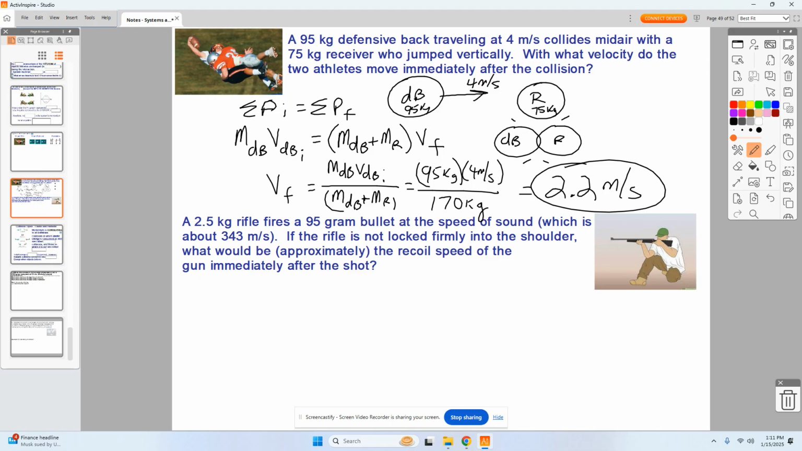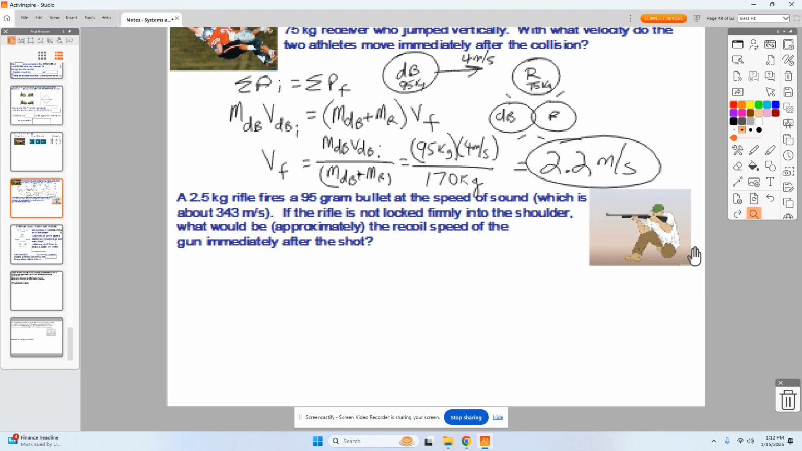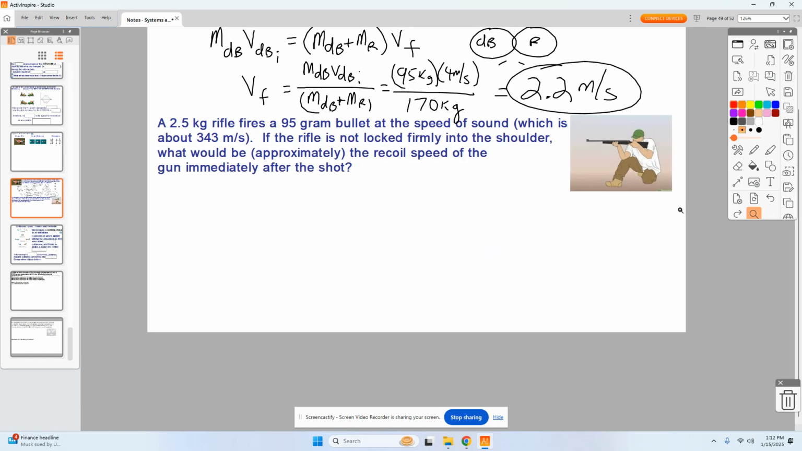You know what I'm talking about, right? All right. So there you go. Let's go ahead and assume that the person is afraid of the recoil and isolates it from their body. All right. So this is an explosion problem.